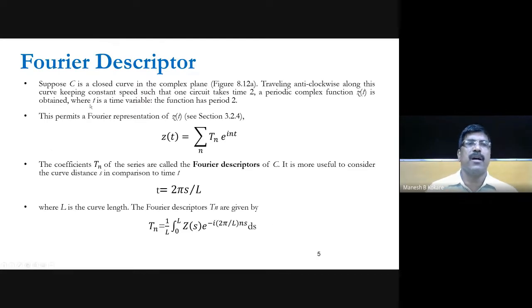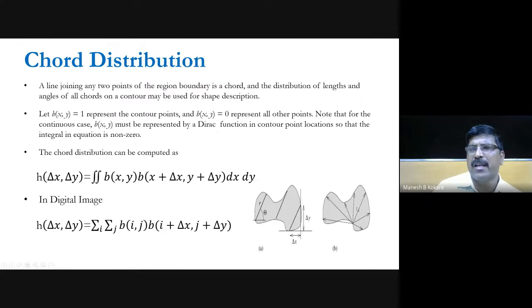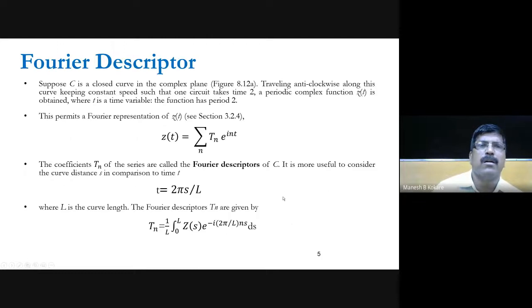Suppose C is a closed curve in the complex plane, traveling anti-clockwise with constant speed such that one circuit takes 2 pi, so a periodic complex function z of t is obtained, where t is the time interval and the function has period T. It means that for this complex curve, which is a complete curve, if you start from this point and come back to it, it starts again, so it is a repetition.